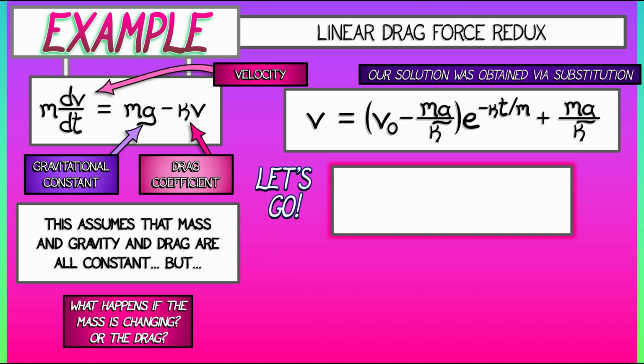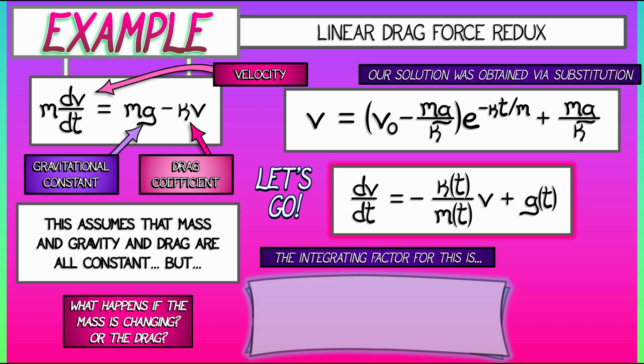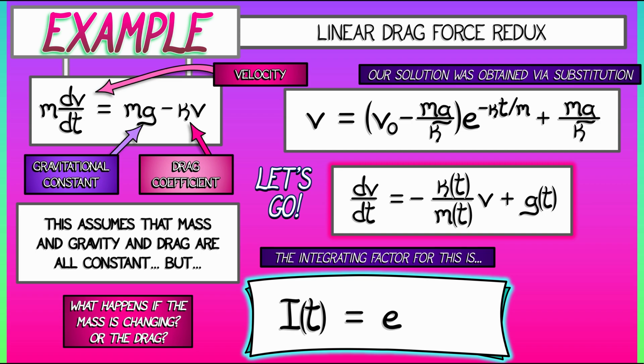That would be of the form dv/dt equals minus kappa of t divided by m of t times v plus g of t. This is an affine non-autonomous differential equation. We could do this if we can compute an integrating factor. To get that integrating factor, capital I of t, what we have to do is exponentiate the integral of kappa of t divided by m of t dt.